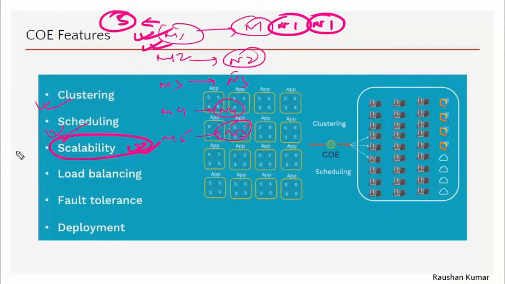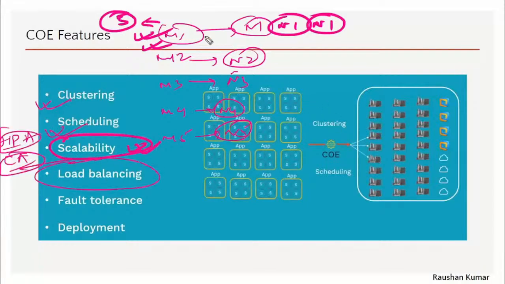In Kubernetes, we have something called HPA, the horizontal pod autoscaler, and the cluster autoscaler. We have these 2 concepts, HPA and cluster autoscaler.